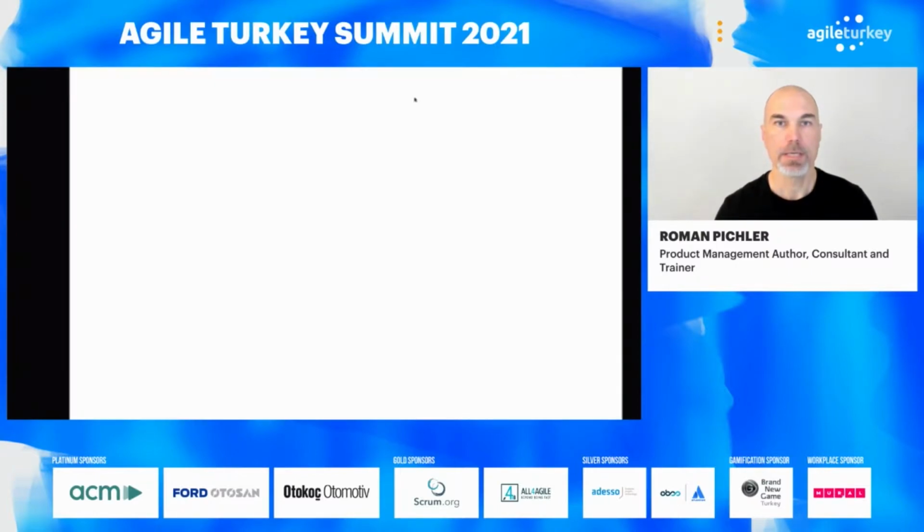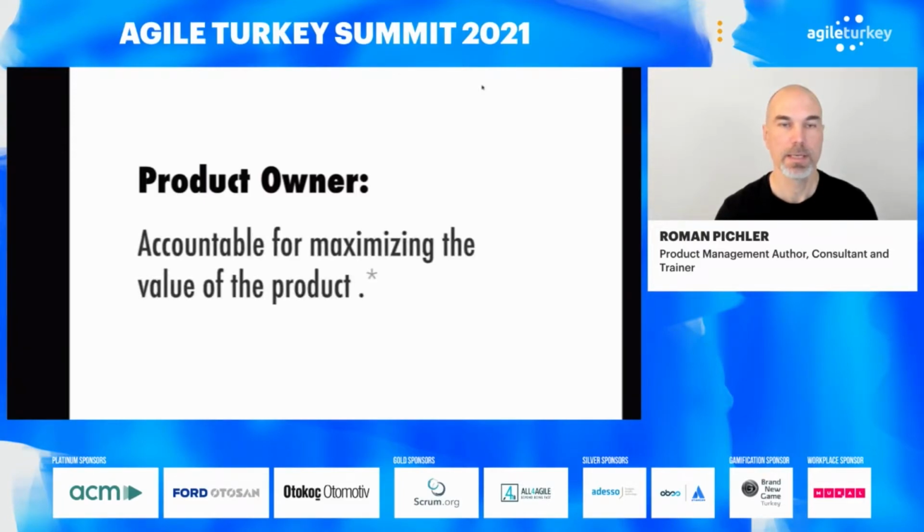So the product owner role emerged in the Scrum framework, as you probably know. And when we look at the latest version of the Scrum guide that essentially defines what Scrum is, we find the following definition. The Scrum guide says that the product owner is accountable for maximizing the value of the product. Now, you might read this and think, okay, so what?